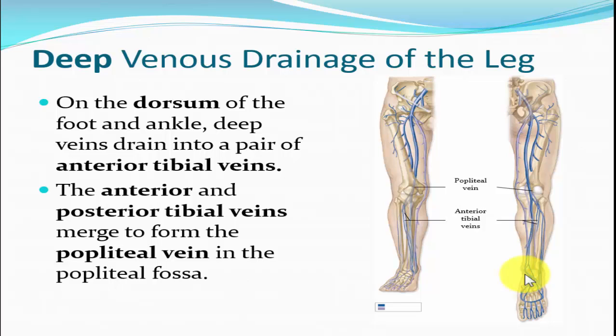Deep venous drainage of the leg on the dorsum of the foot, or the top of the foot: the deep veins drain into a pair of anterior tibial veins. The anterior and posterior tibial veins merge to form the popliteal. So remember, we're working our way up now. We go from the foot up the anterior tibial vein, and then into the popliteal, or the back of the knee. This wraps around and runs up the back of the knee, between the condyles of the femur. That's the back of your knee where, if someone kicks you, your knee gives out. That's where the popliteal artery and the popliteal vein both run.